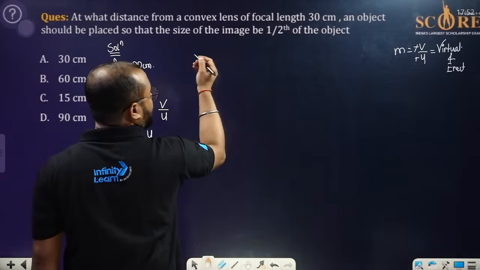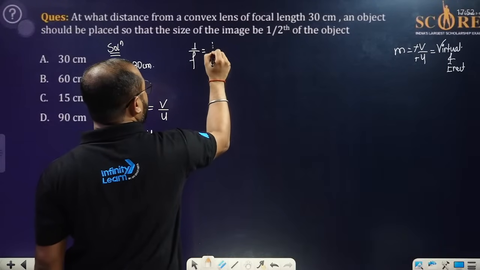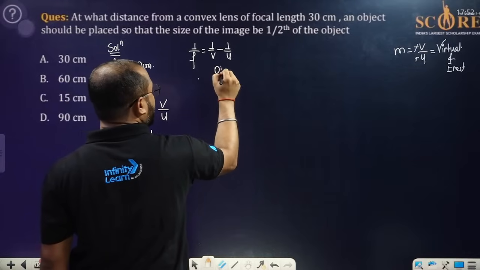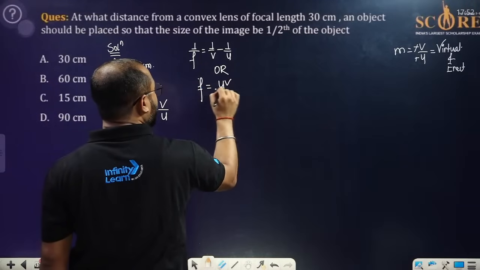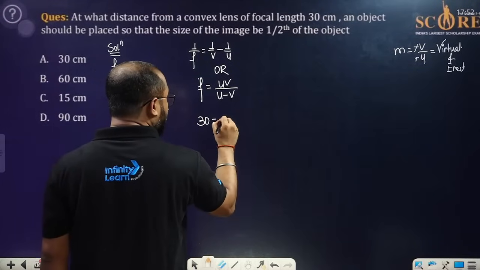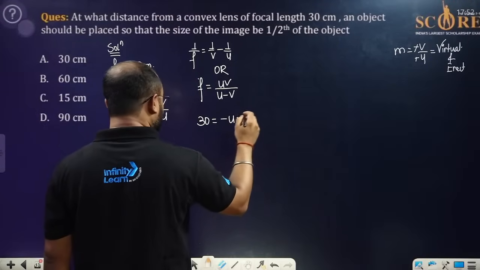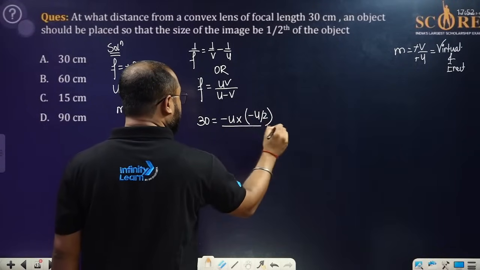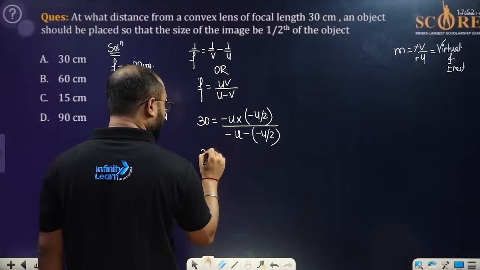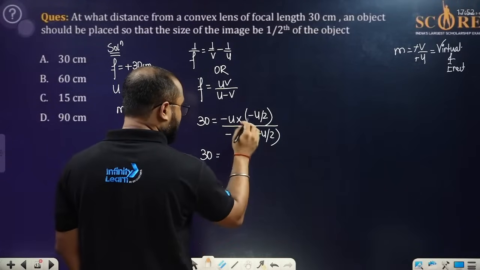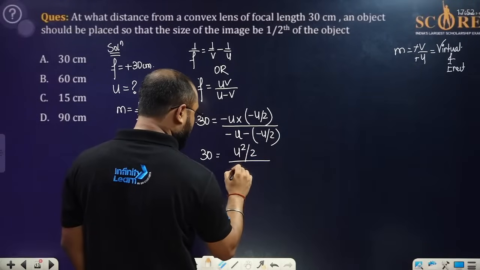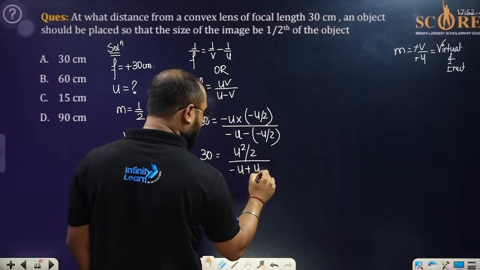Now, from the lens formula that we know, 1 by f is equal to 1 by v minus 1 by u. Either you put it this way, or this way, that f is equal to uv divided by u minus v. We know f is going to be positive 30, which will be equal to the value of u that we have to find. U is always negative, as we know. Multiplication of v, which is equal to negative u by 2, whole divided by minus u minus u by 2. If you try to solve this, it is going to be 30, which is equal to plus u square by 2, because negative times negative is positive, divided by minus u plus u by 2.